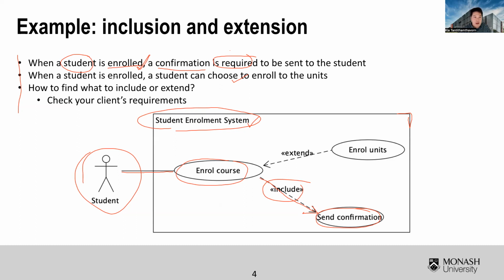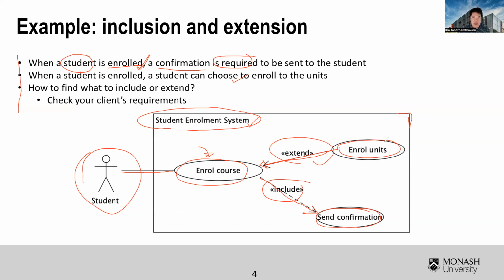But the student can choose to enroll in the unit, right? That's the optional. That's why the unit enrollment is the optional use case to the enrollment course here. Okay, make sense? You enroll in the course degree, say Master of IT, but the unit can be anything. You can enroll in the course but may not enroll in the units as well.